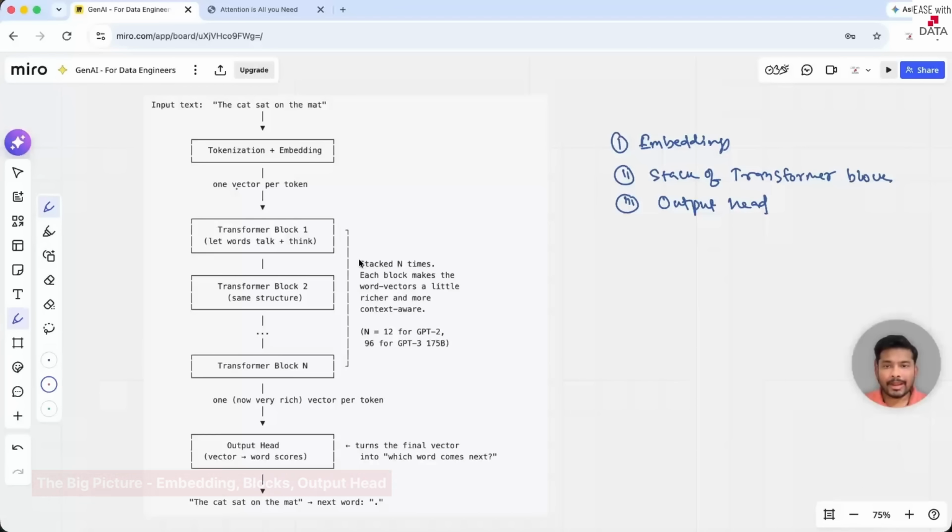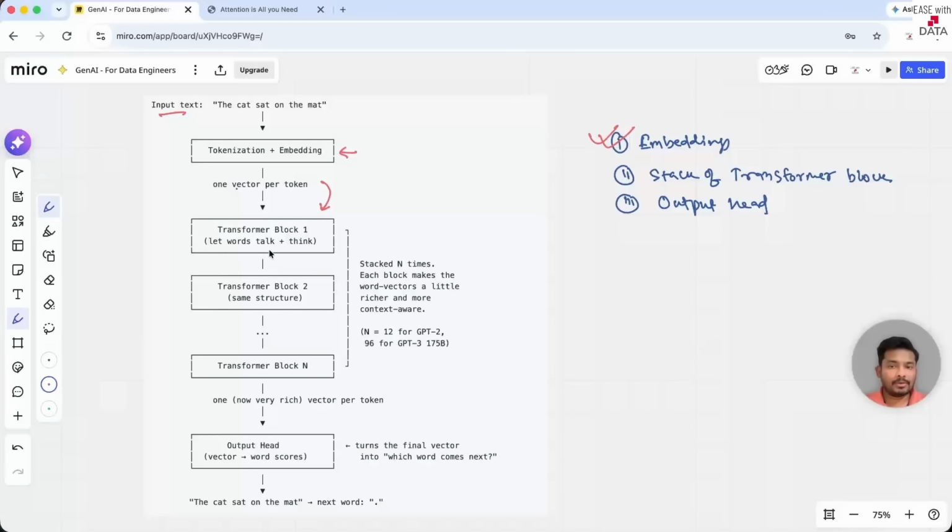So if we look at the whole big picture, it would look something like this. You have an input text which says the cat sat on the mat. We are going to generate the next token here. We do tokenization and embedding, which is our very first step, right? So we do embedding, which is tokenization plus embedding. And then we also add positional embedding to it. And then one vector per token is done. So each token is converted into one single vector embedding, and then those are fed into the transformer for generating the next token.